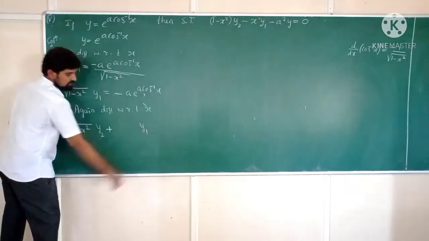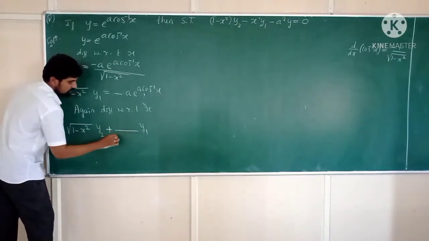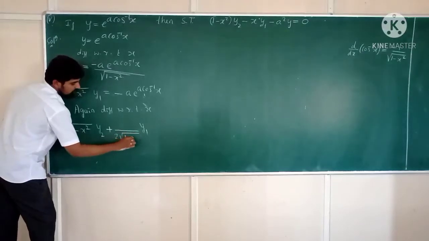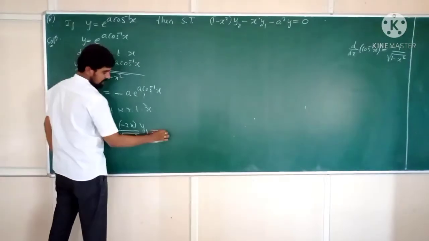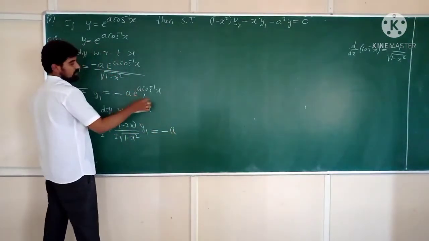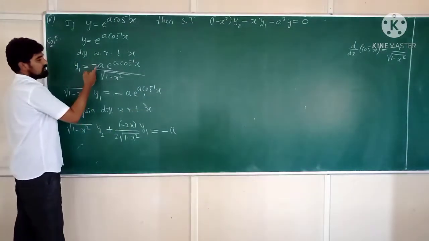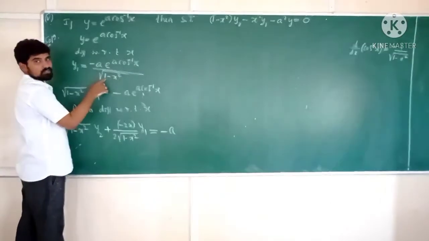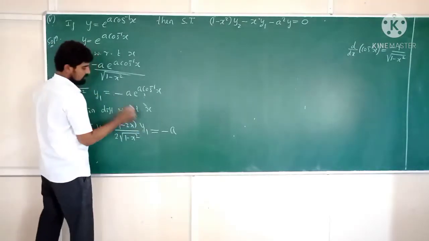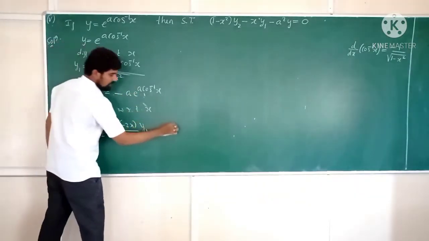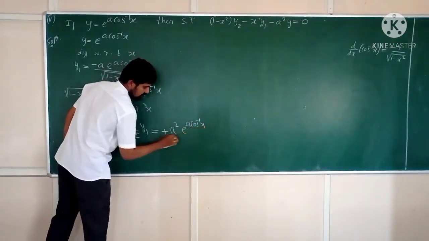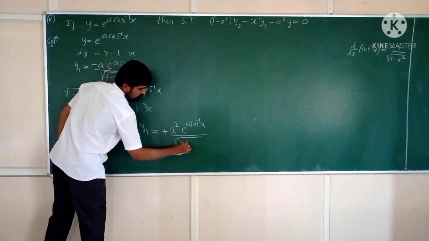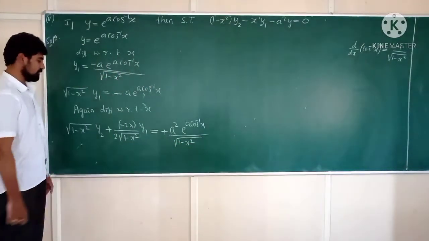So second function as it is, derivative of first function is 1 divided by 2 into square root of 1 minus x square, and derivative of 1 minus x square is minus 2x is equals to minus a as it is. Again derivative of e power a cos inverse x is minus a into e power a cos inverse x divided by square root of 1 minus x square. So minus into minus plus a into a square. Then e power a cos inverse x divided by square root of 1 minus x square. I hope all of you understand it.